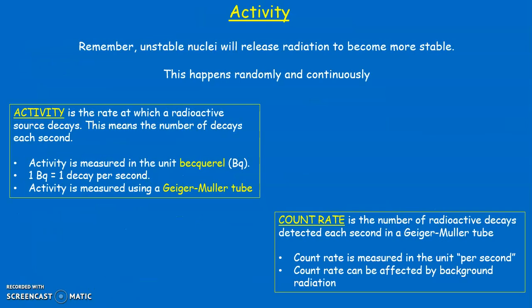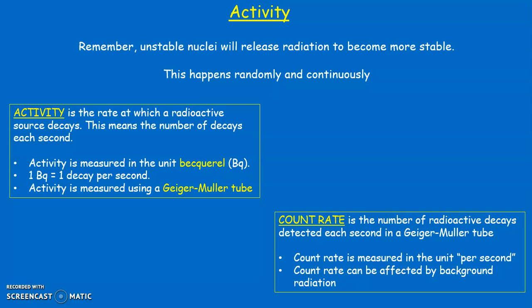Okay, so let's make a start to the lesson. What is activity? Before we answer that, I'd just like to remind you that unstable nuclei release radiation to become more stable. And this happens randomly. We don't know which of the nuclei inside a radioactive source, that could be a lump of radioactive rock, for example, will decay. It's a random process. But we do know that it continues to happen until all of the nuclei have decayed. So the process of radioactivity is random and continuous.